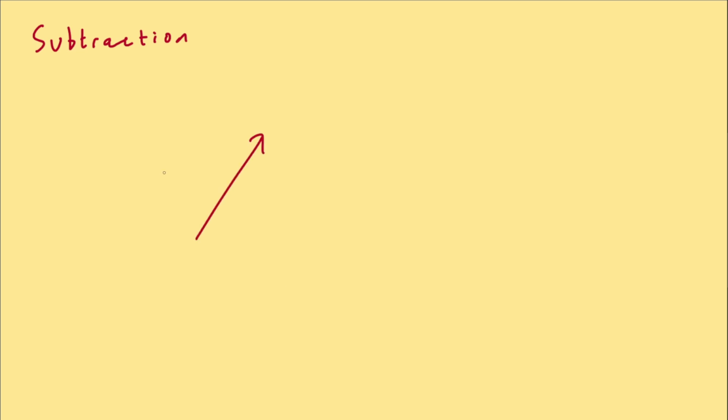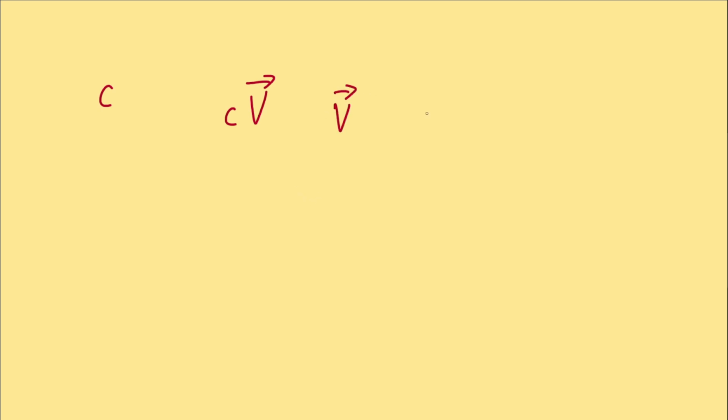So let's say you have a vector v. The negative version of this vector, it would have the same length, so the same magnitude, but it would be going the other way. So same length, opposite direction. Multiplication is even more simple. Vectors can be multiplied by what's called a scalar, and we're going to call it c. So c times v is a vector with the same direction as v. The only thing that changes is the magnitude.